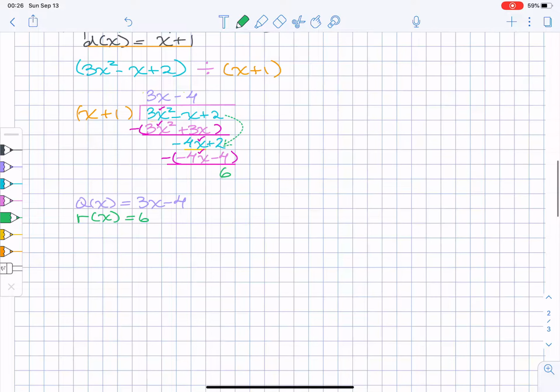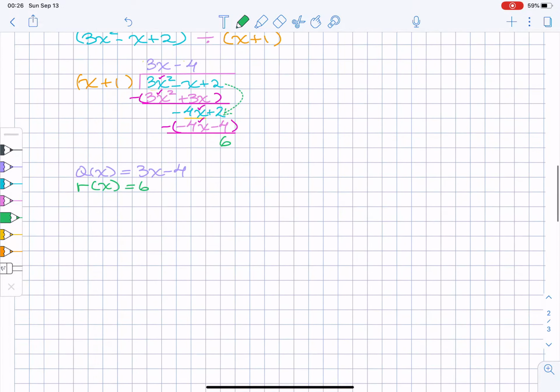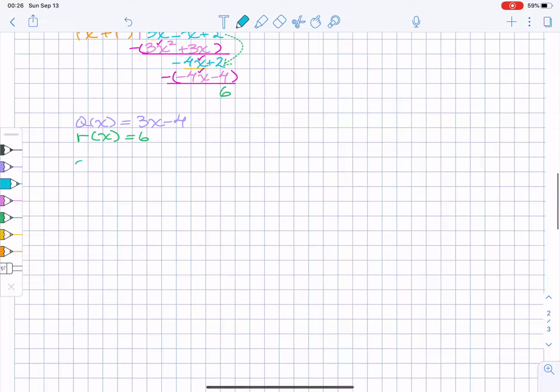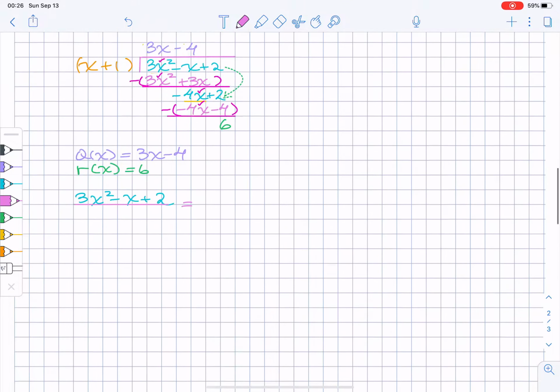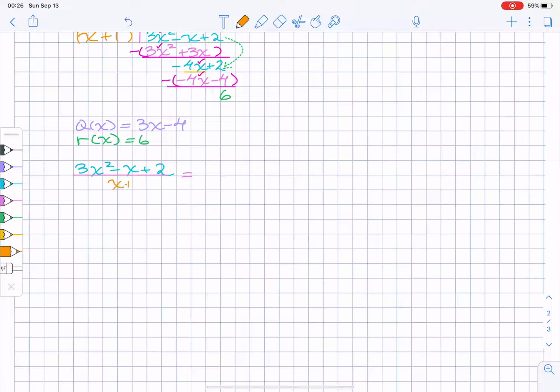So what does that mean? That means that 3x squared minus x plus 2 divided by x plus 1 is going to be the whole number part, 3x minus 4, plus the fractional part, 6 divided by x plus 1, because that's a fraction. Or that's a divisor, rather.